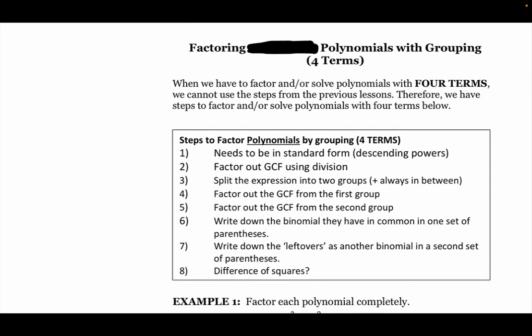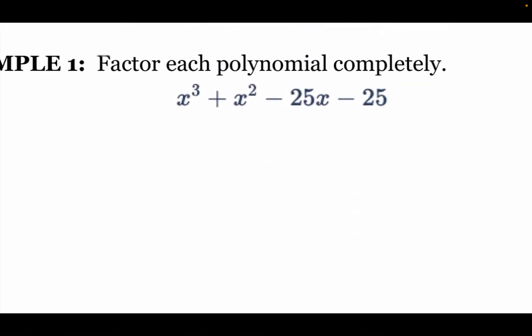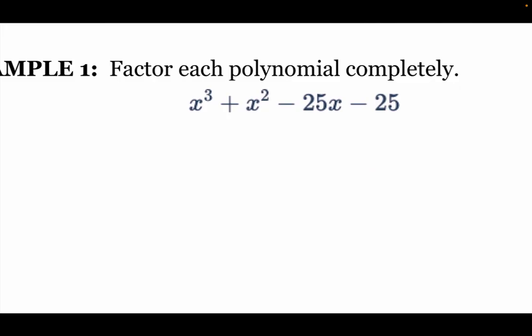We use grouping. We use something called grouping, okay? We're not going to be able to use ABC and the X, right? Because there is no ABC. We have 4 terms. We would need another letter, right? So we can't do ABC.